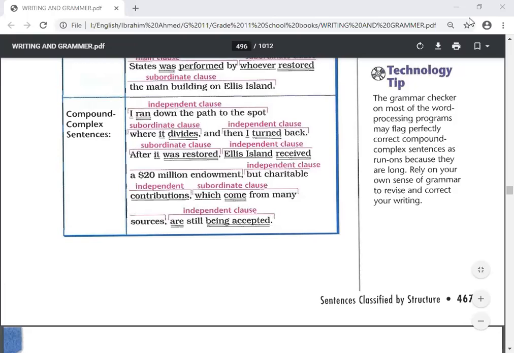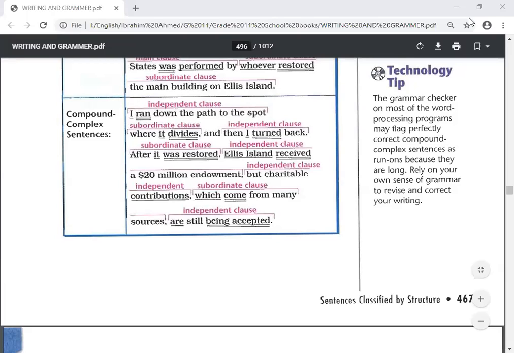Where it divides, and then I turned back, another independent clause. So the first clause is independent, the last one is independent, and we have a subordinate clause in the middle. After it was restored, this is subordinate, beginning with after.